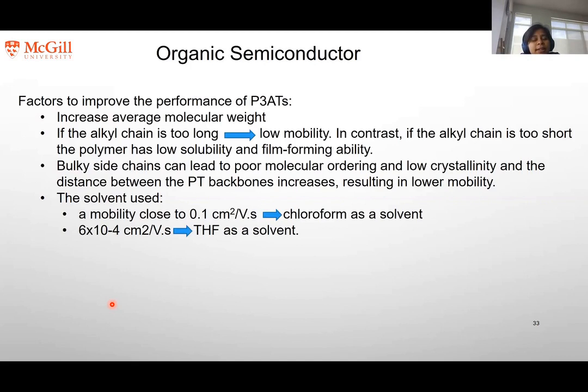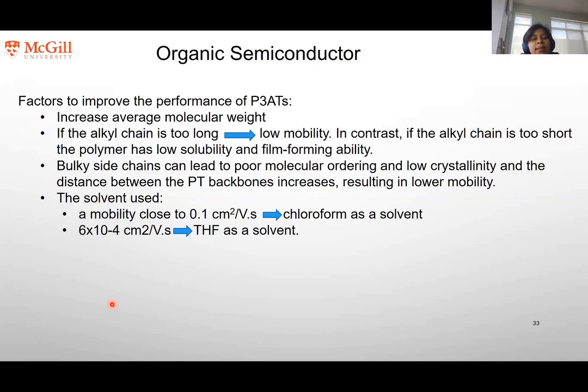And then we have all these alkyl chains, so we have to choose a structure, because polymers can be made in the lab. If the alkyl chain is too long, we get low mobility. At the same time, if it is too short, then we get low solubility and film forming ability. So it's very important to choose the right size for the alkyl chain so that we have decent mobility, solubility, and film forming ability. Also, if the side chain is too bulky, it can lead to poor molecular ordering and low crystallinity.